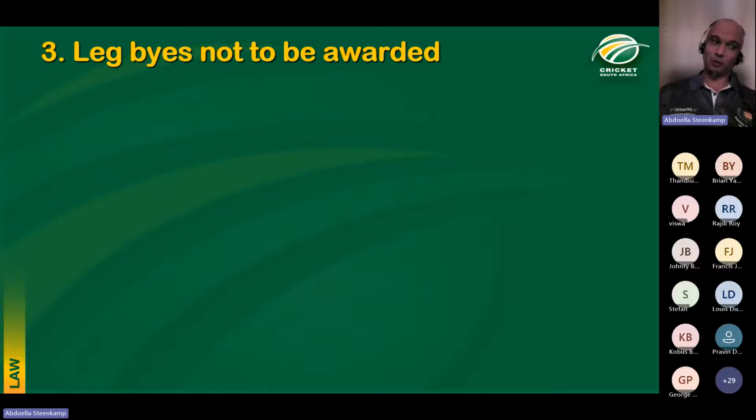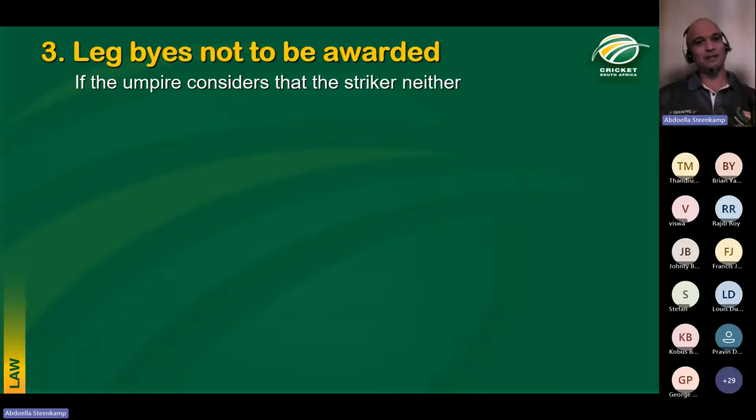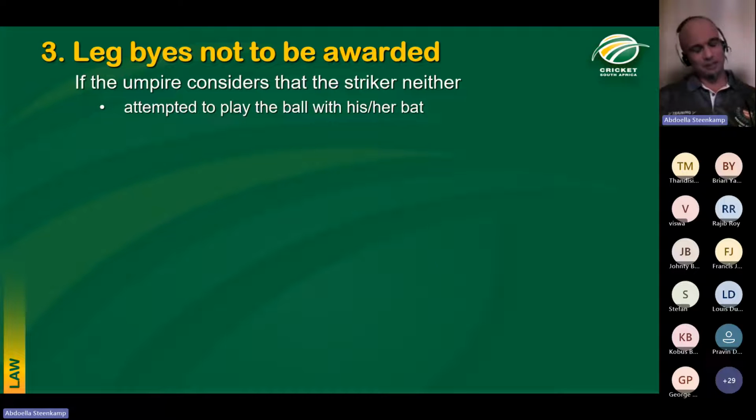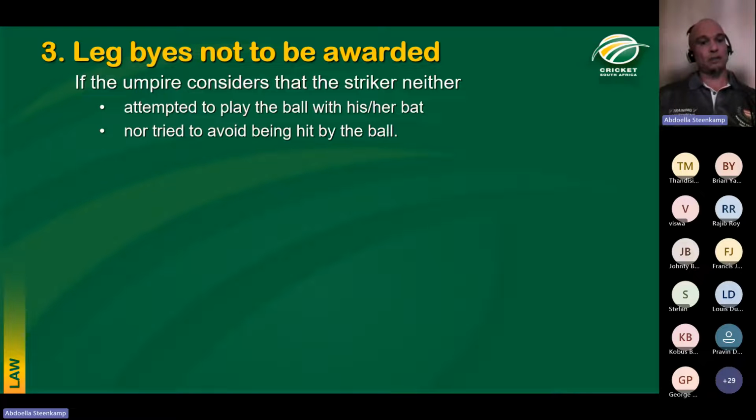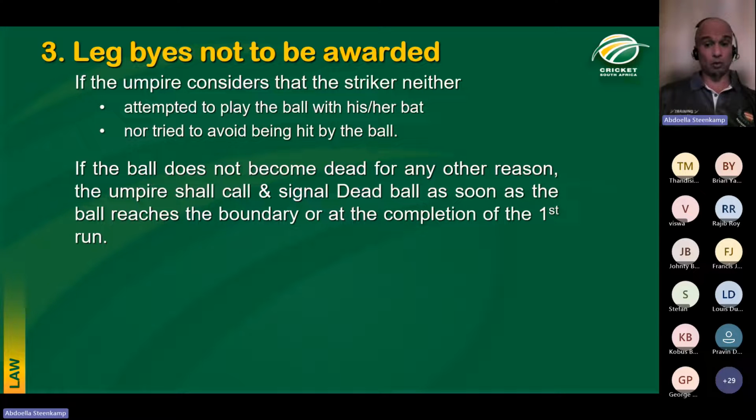So we now know the criteria when it will be awarded. It will not be awarded in just the opposite of the criteria when it is awarded. The first one was, the striker did not attempt to play the ball with his or her bat. If that is the case, if there's no attempt to play the ball with the bat and the ball then strikes anywhere on the person, leg byes are not to be awarded. Leg byes are also not awarded if the striker did not try to avoid being hit by the ball. So it's just the opposite criteria from when leg byes are to be awarded.